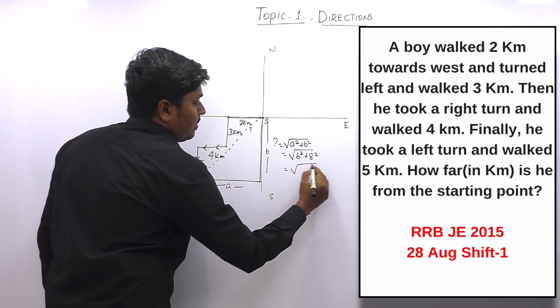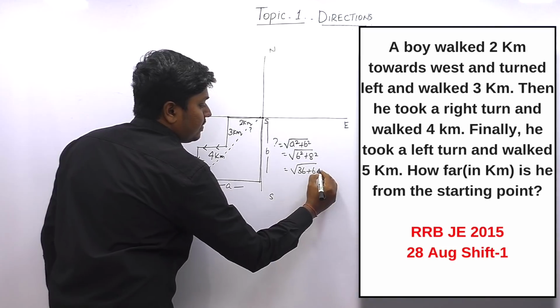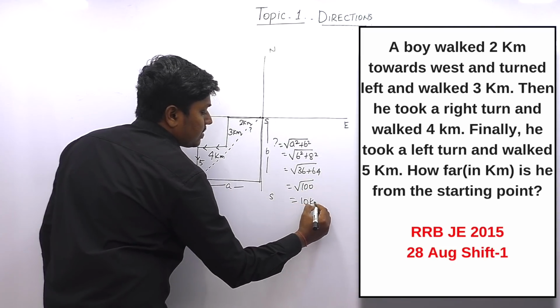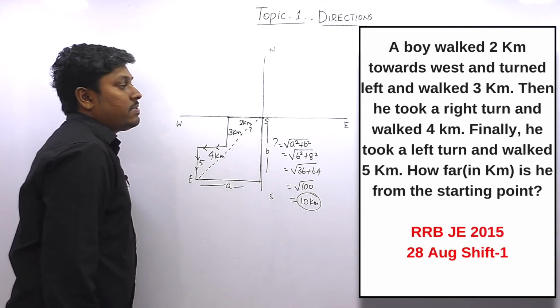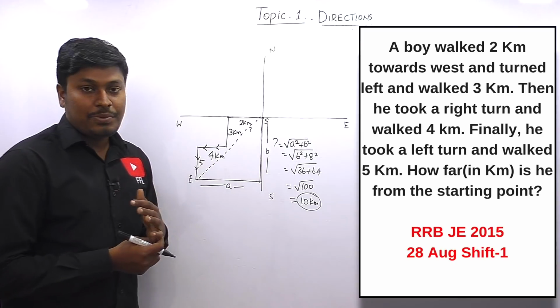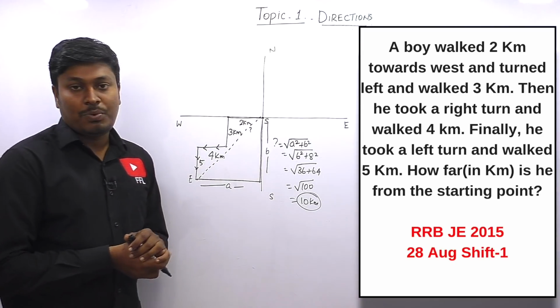So 6 square will be 36, 8 square will be 64. So finally root of 100 will be 10 kilometers. That's it. So finally the answer for the 5th question will be 10 kilometers. This was asked on 28th August, shift number 1.